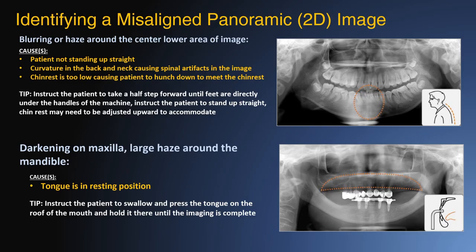Darkening on the maxilla and large haze around the mandible. Cause: the tongue is in a resting position. To fix this issue, instruct the patient to swallow and press the tongue on the roof of the mouth and hold it there until the imaging is completed.